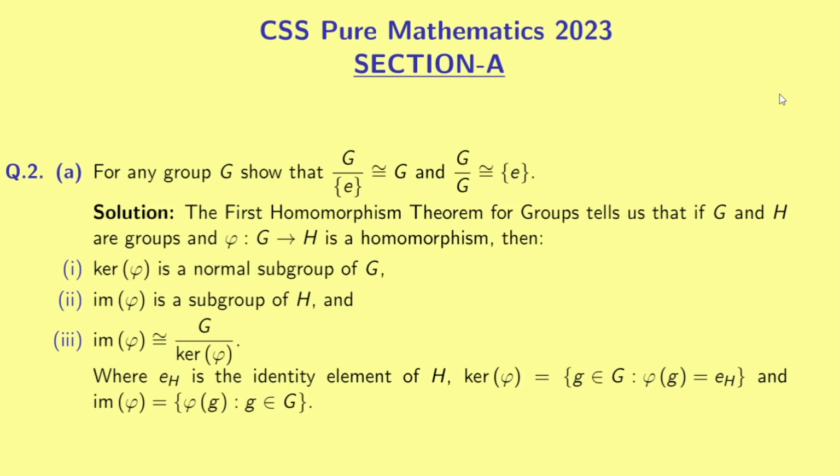So just recalling what the kernel and the image are, if we let E_H be the identity element of H, the kernel of phi is the set of all elements in G such that when I apply phi, I get the identity element of H, E_H. And the image is, by the trivial definition, the set of all elements in H of the form phi of g. So all elements in H which are images of elements in G under phi. Okay, so now let's see how we can apply this result to solve our problem.